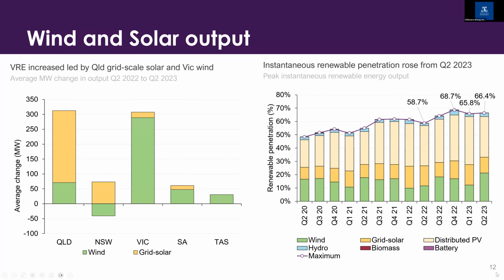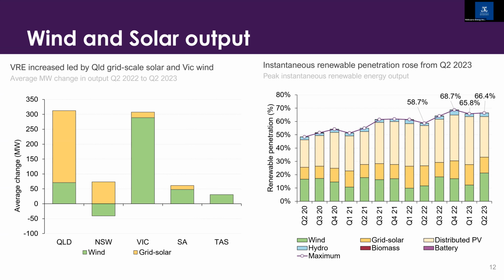So we can break it down into the two different fuel sources. We'll talk about the green, the wind, first. The wind increased by 400 megawatts or so from last year. And as you can see from this chart, most of that was in Victoria. We can break down the increases, not shown on the chart but in the report, into increases from existing plant and new plant.